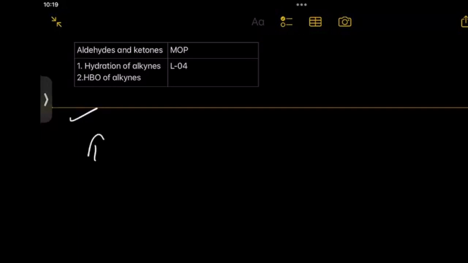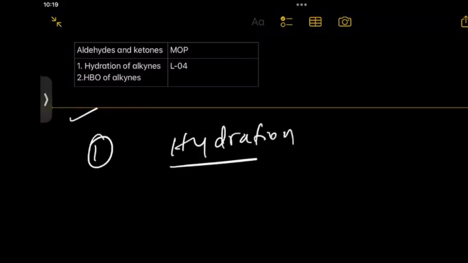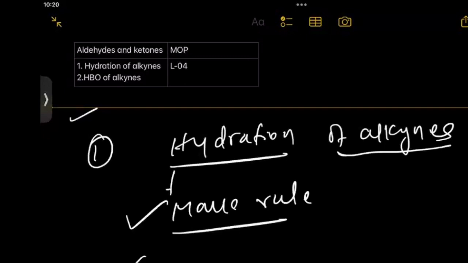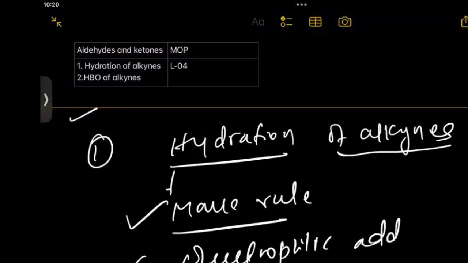First, we are going to understand the hydration of alkynes. Students, hydration of alkynes follows Markovnikov's rule. Second, it is based on the electrophilic addition reaction. So hydration of alkynes is based on the mechanism of electrophilic addition reactions.